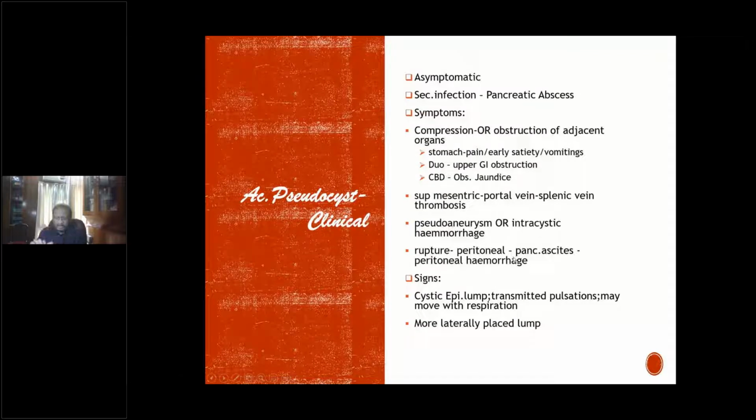The sign is very typical. A cystic epigastric lump with transmitted pulsations, which may move with respiration, with a history of acute pancreatitis, cannot be anything apart from a pseudopancreatic cyst. That is sine qua non. That basically means a history of acute pancreatitis with a cystic lump appearing in the epigastrium, with transmitted pulsations, which may or may not move with respiration, cannot be anything apart from a pseudopancreatic cyst. Is that clear? You can have a more laterally placed lump if it is found in the body and tail.